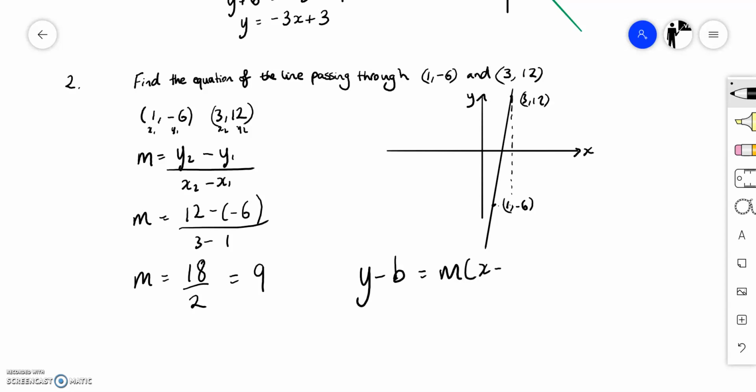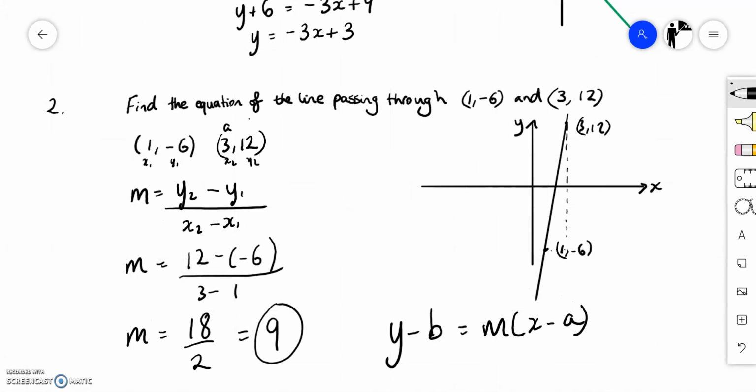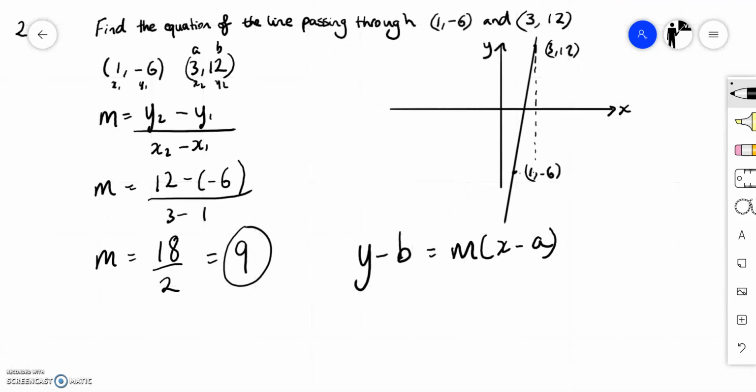y minus b equals m bracket x minus a. Because we've got a gradient, we can choose a point to substitute in. We'll choose a point that looks a bit easier. I'm going to choose the point (3, 12) because there's less negatives there. So I'll substitute this in. y minus 12 is equal to 9 bracket x minus 3.